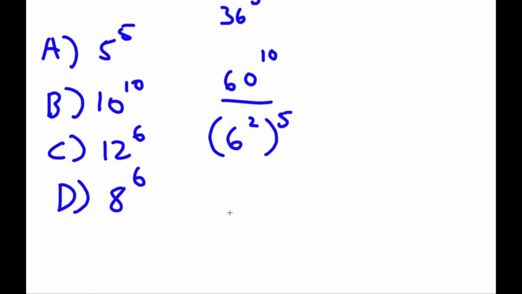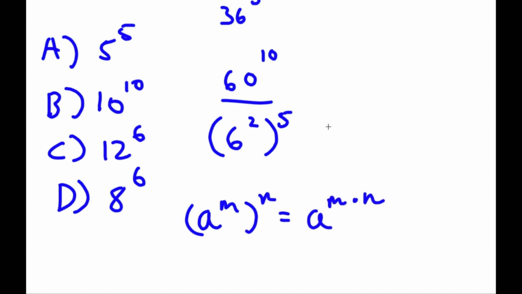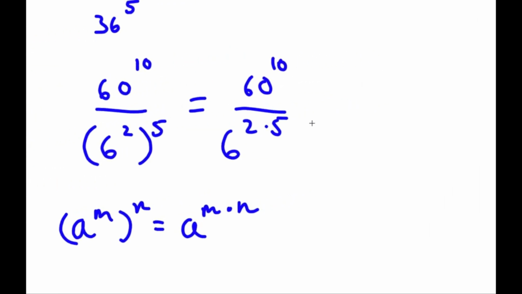And now, if I have something in the form a to the power of m to the power of n, this is equal to a to the power of m times n. So 6 to the power of 2 to the power of 5 is going to equal 6 to the power of 2 times 5. I have this over 60 to the power of 10. Now 2 times 5, that's 10. So I have 60 to the power of 10 over 6 to the power of 10.